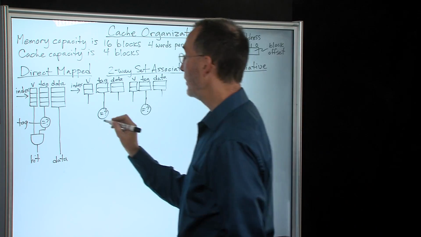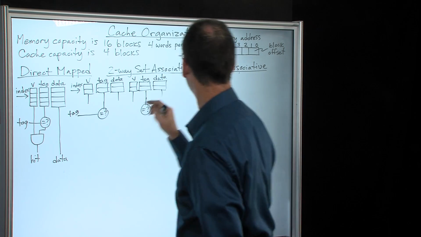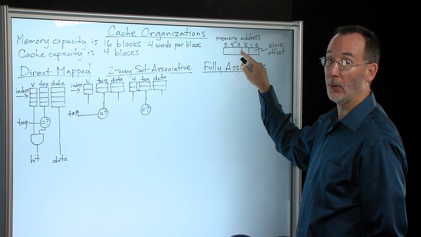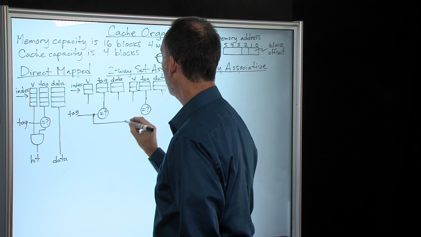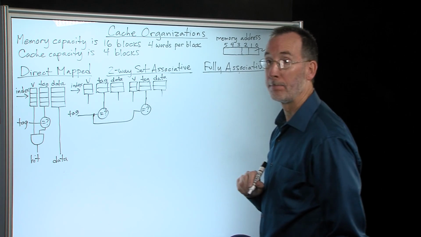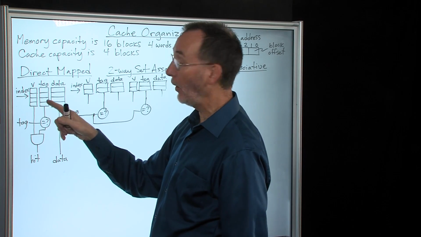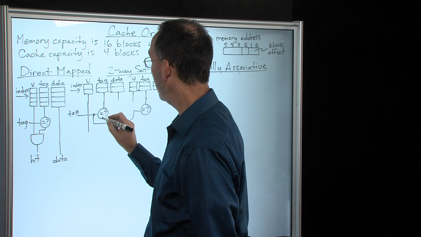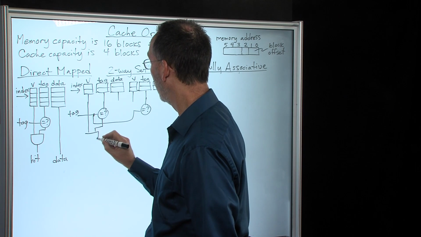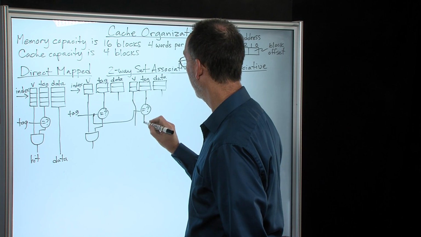Okay, and so I take the tag field from my address, and that's these 3 bits, 5, 4, and 3. And I do this comparison here, and I also do a comparison here. Okay? And just as before, we have to have the valid bit set to have a hit. And so we take the valid bit from each of the 2 ways, and we do a comparison.